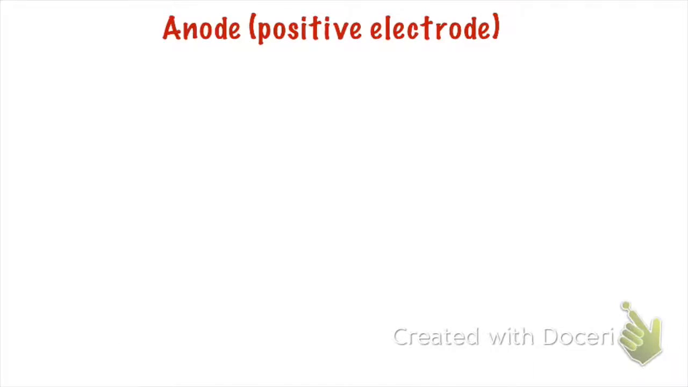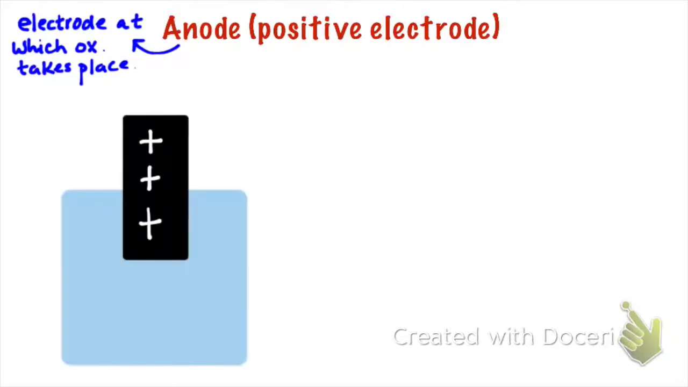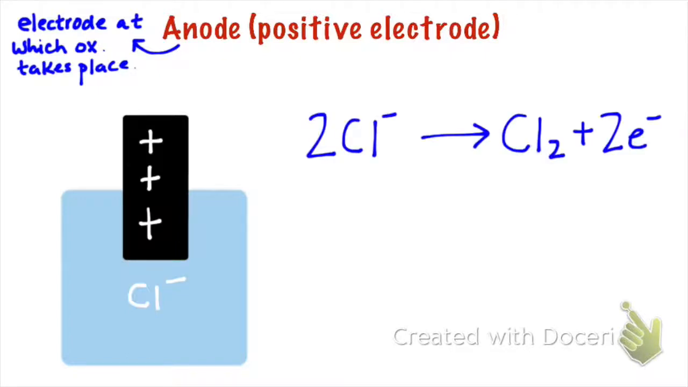That's the positive electrode, the electrode at which oxidation takes place. So the ions that we have in solution are the Cl- ions that will be attracted to the positive electrode, and the half reaction there is relatively easy. The Cl- ions will lose electrons. There's your oxidation reaction that takes place at the anode, and it will form chlorine gas, Cl2. And so chlorine will be formed at the positive electrode.